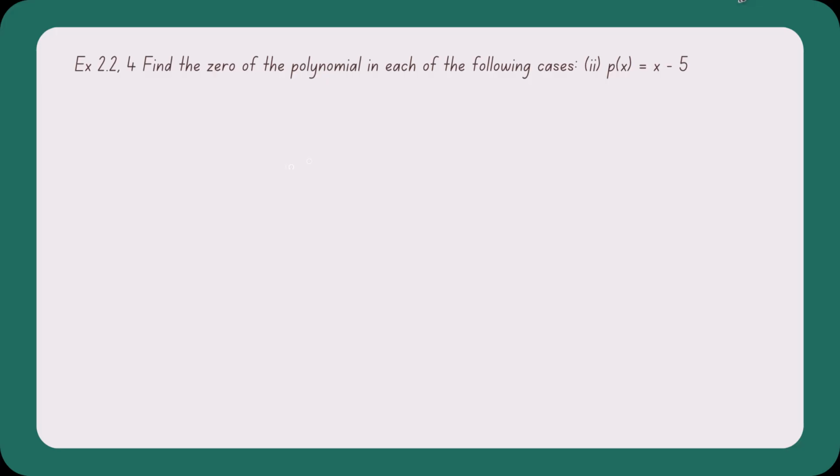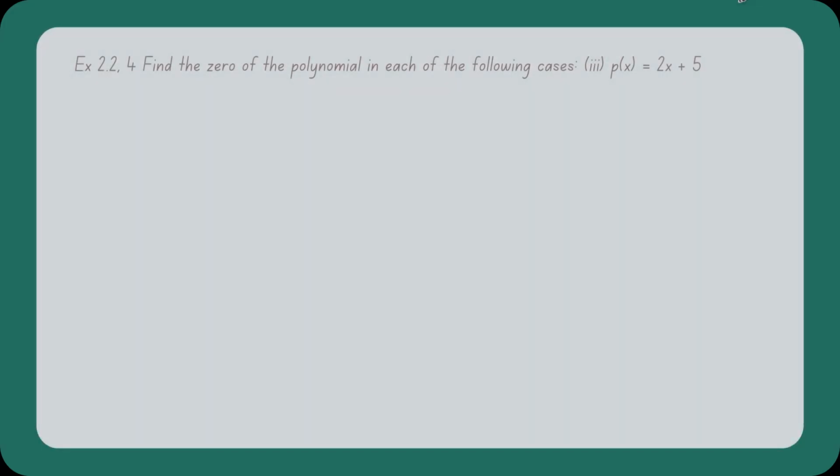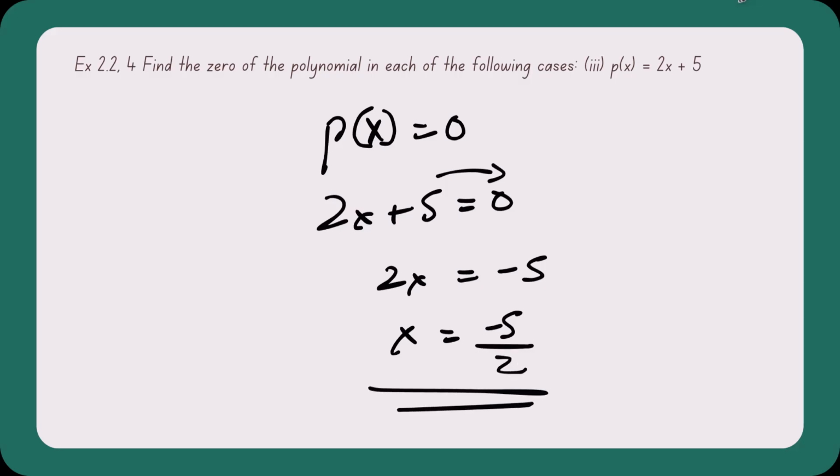The same way, second question, equate the polynomial to 0, right? So x minus 5 is equal to 0. Move the minus 5 to the other side, it becomes plus 5. So x is equal to 5 is the 0 of the polynomial p of x. The same way, next question, equate the polynomial to 0, right? So 2x plus 5 is equal to 0. Move the 5 to the other side, it becomes minus 5. So 2x is equal to minus 5, x is equal to minus 5 by 2. So x is equal to minus 5 by 2 is the 0 of the polynomial, right?